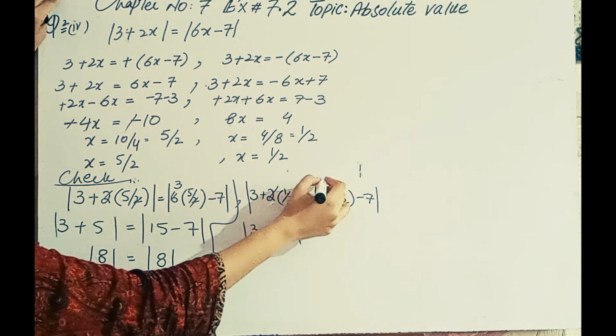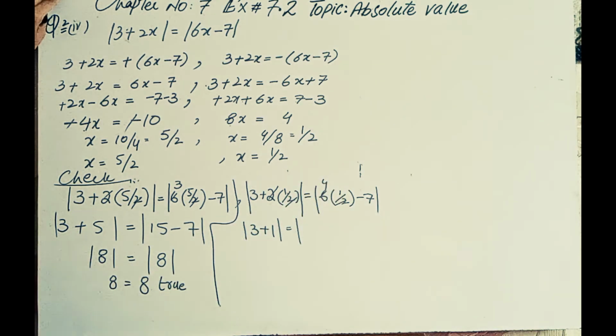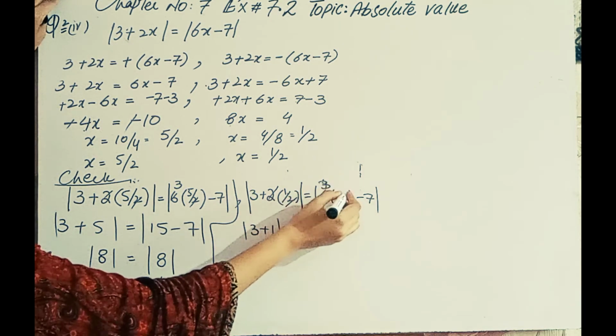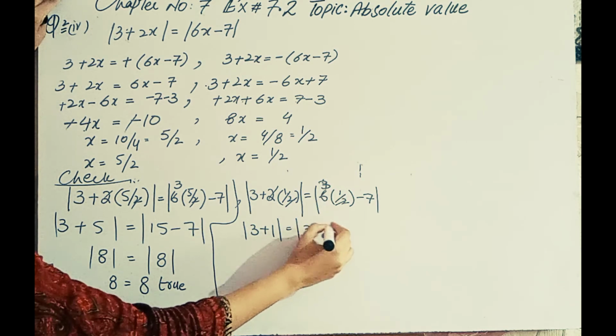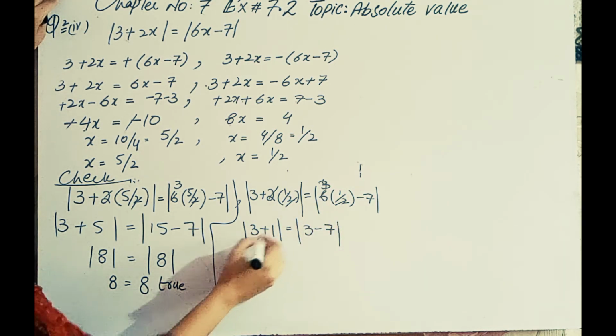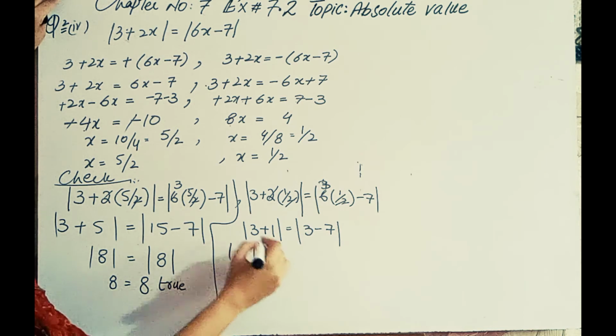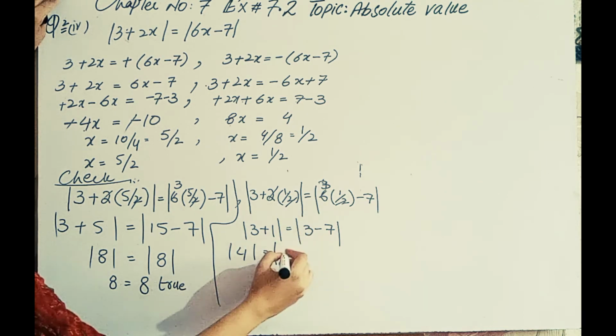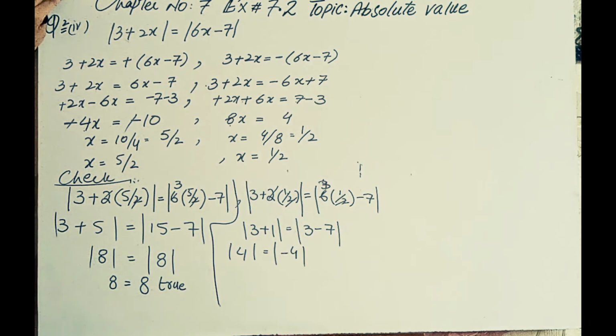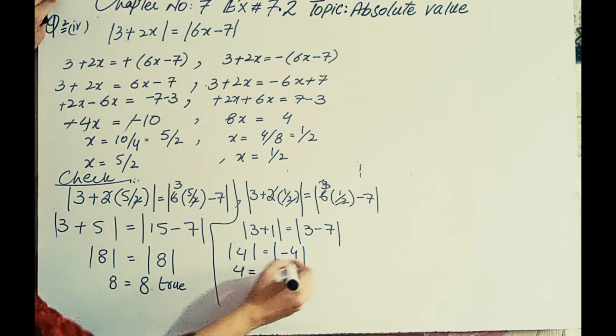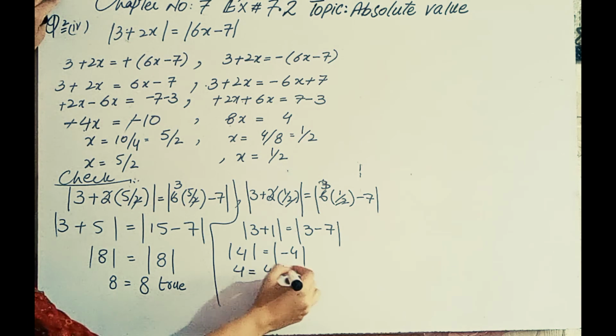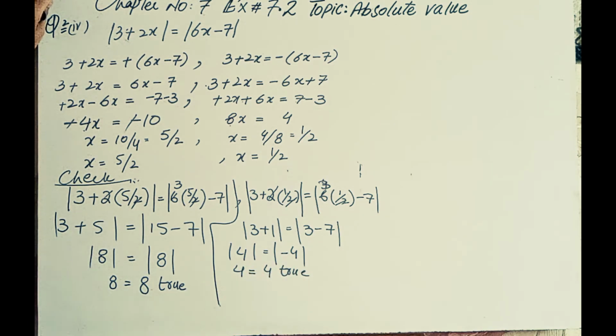2 is cancelled by 3. 2 times, sorry, 3 times 6. 3 times 1 is 3, minus 7. 3 plus 1 is absolute 4, equals 3 minus 7, minus absolute minus 4. Absolute of plus 4 is 4. Absolute of minus 4 is 4. This is also true because they both are equal.